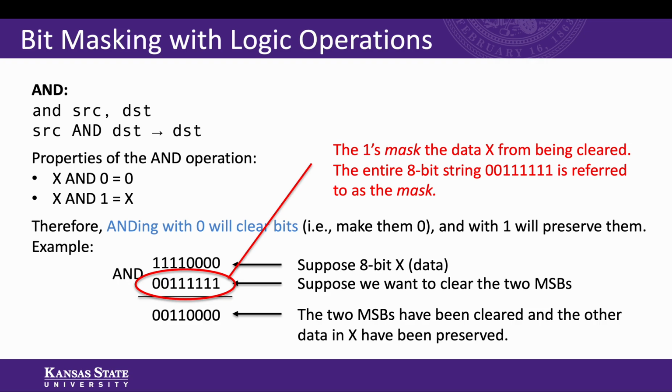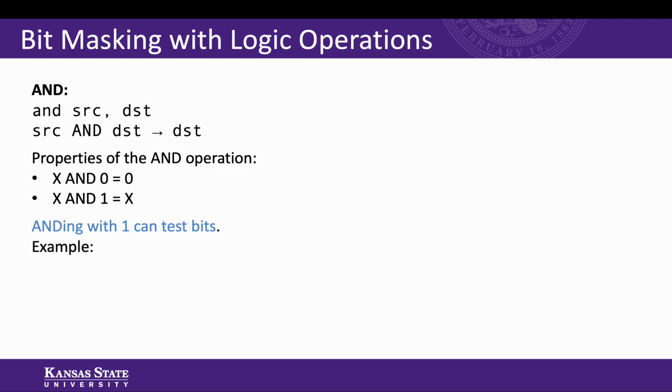And so in this situation, we would call the entire 8-bit string that I have circled the mask. That is, 00111111 is referred to as the mask. So we used a mask here to clear some bits and preserve other bits. Now, ANDing with 1 can test bits. Let's look at an example.